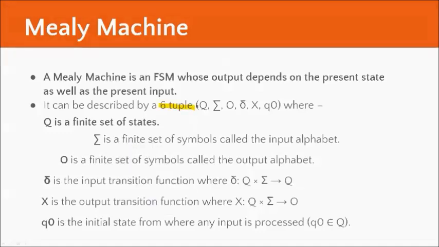Now, the Mealy machine is presented by a 6-tuple notation, wherein Q means states, the sigma symbol means the input alphabet, and the O is the finite set of symbols called the output alphabet. Delta means the transition function, then X is the output of the transition function, and Q sub 0 is the initial state. So this is the 6-tuple notation for the Mealy machine.